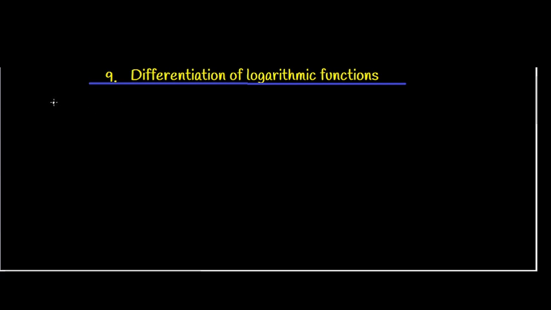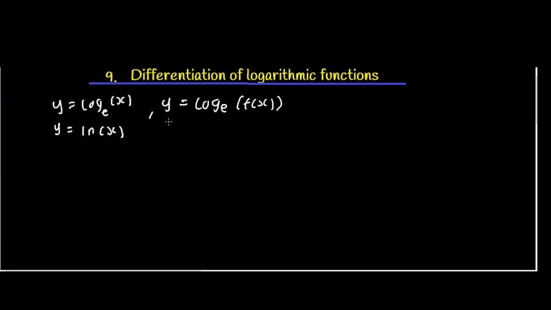You can have y equal to log base e of x, and this is the same as y equal to ln x. Functions of this format are the ones we call logarithmic functions. Let me write the general form. We shall have y equal to log base e of f(x), which is the same as y equal to ln of f(x).